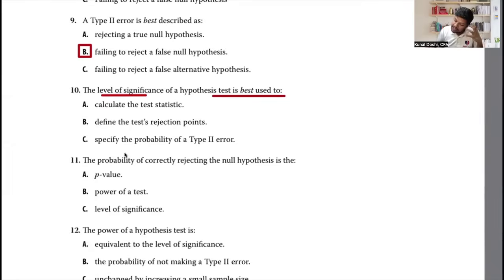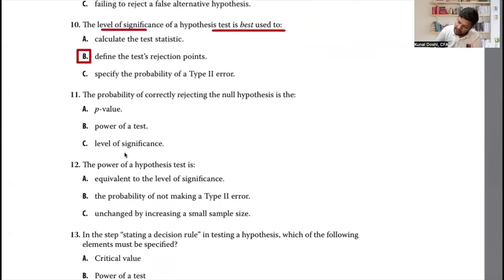So what is this critical value for? What is the purpose? Its purpose is to define the rejection points. In my class, I call it the borders. These are the borders. If your test statistic breaches that border, then the null is rejected. Understood, everyone?